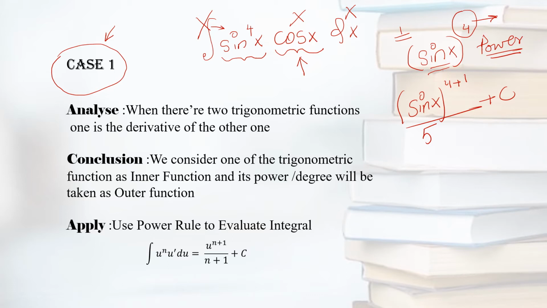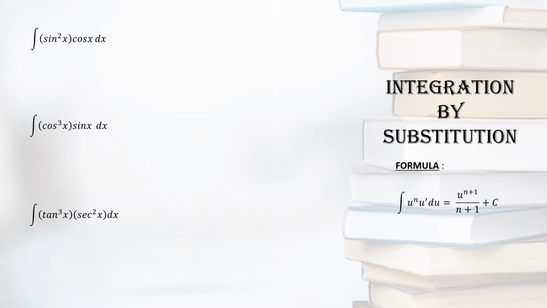So let's practice some questions related with two trigonometric functions. Again, I am going to repeat that in case 1, if you are dealing with two trigonometric functions, consider one of the trigonometric functions as your complex function, no matter what its power is. But make sure that the derivative of the inner function of that composite function is present in the question.